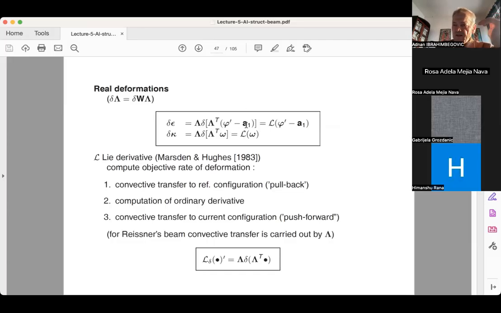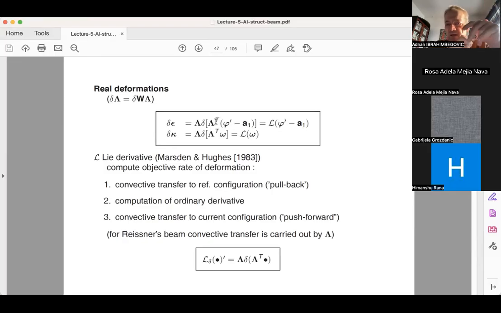That is, you have objects sitting in the deformed configuration. If you were to compute the variation, which is a linear operation, first you have to take them back to the initial configuration. This is the so-called pullback. The objects you're talking about are the strain measures that should be conjugate to the stress resultants, and stress resultants are defined on a particular cross-section. A cross-section is taken by the large rotation. So this pullback should be done by the inverse of the large rotation tensor, which is an orthogonal tensor, and inverse and transpose are exactly the same thing.